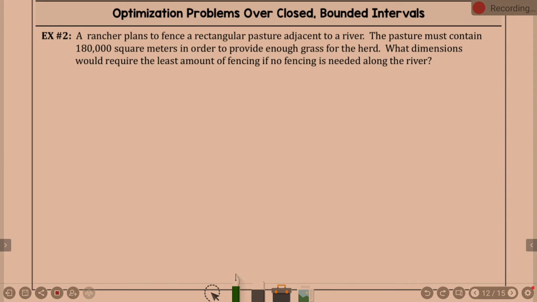So, one thing I'm going to do here is draw a picture. Laugh at me all you want, but I'm going to draw a picture. It's a rectangular pasture, and what's the key though? One side is along the river. So my rectangular pasture, one side is along the river. The river side needs no fencing. I guess the cows aren't going to swim away.